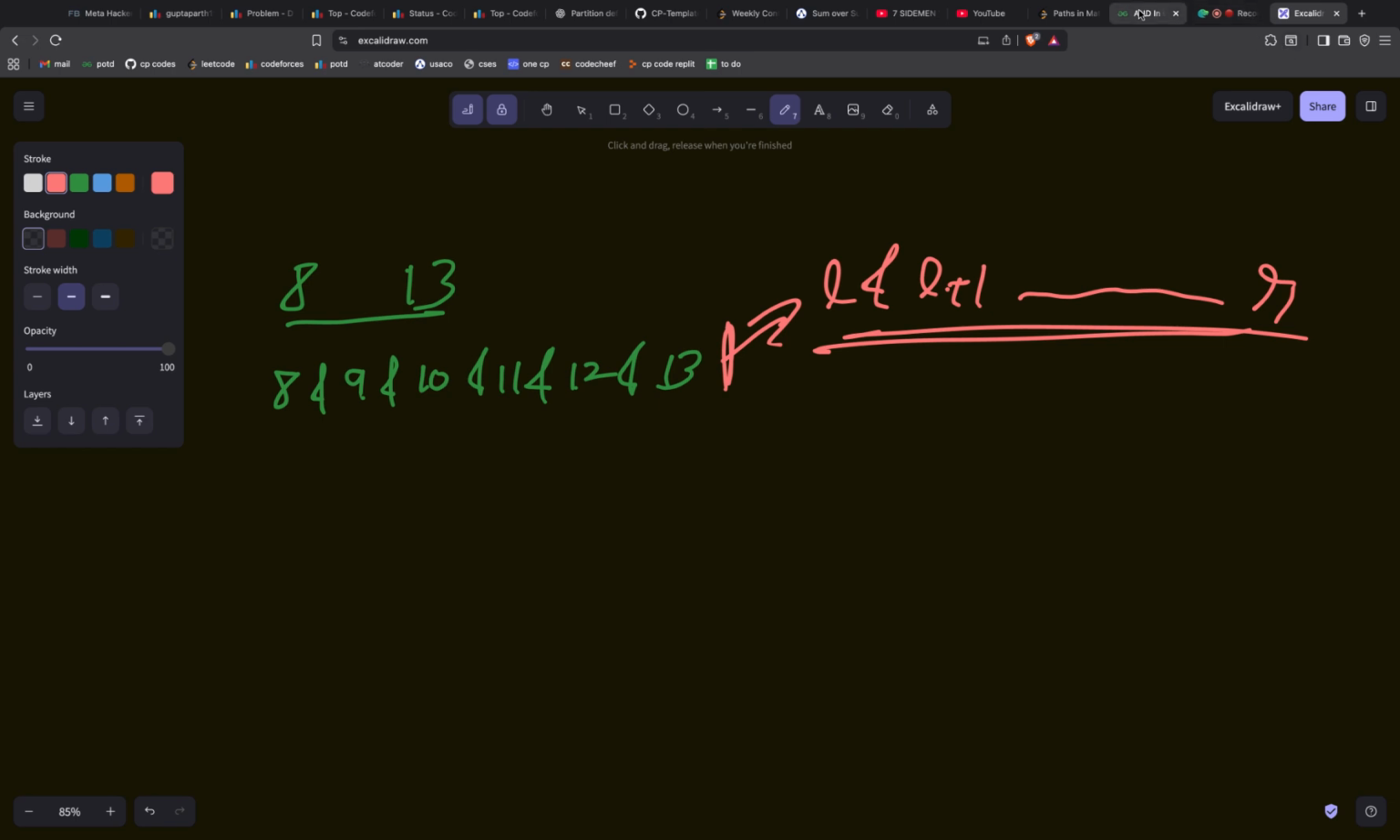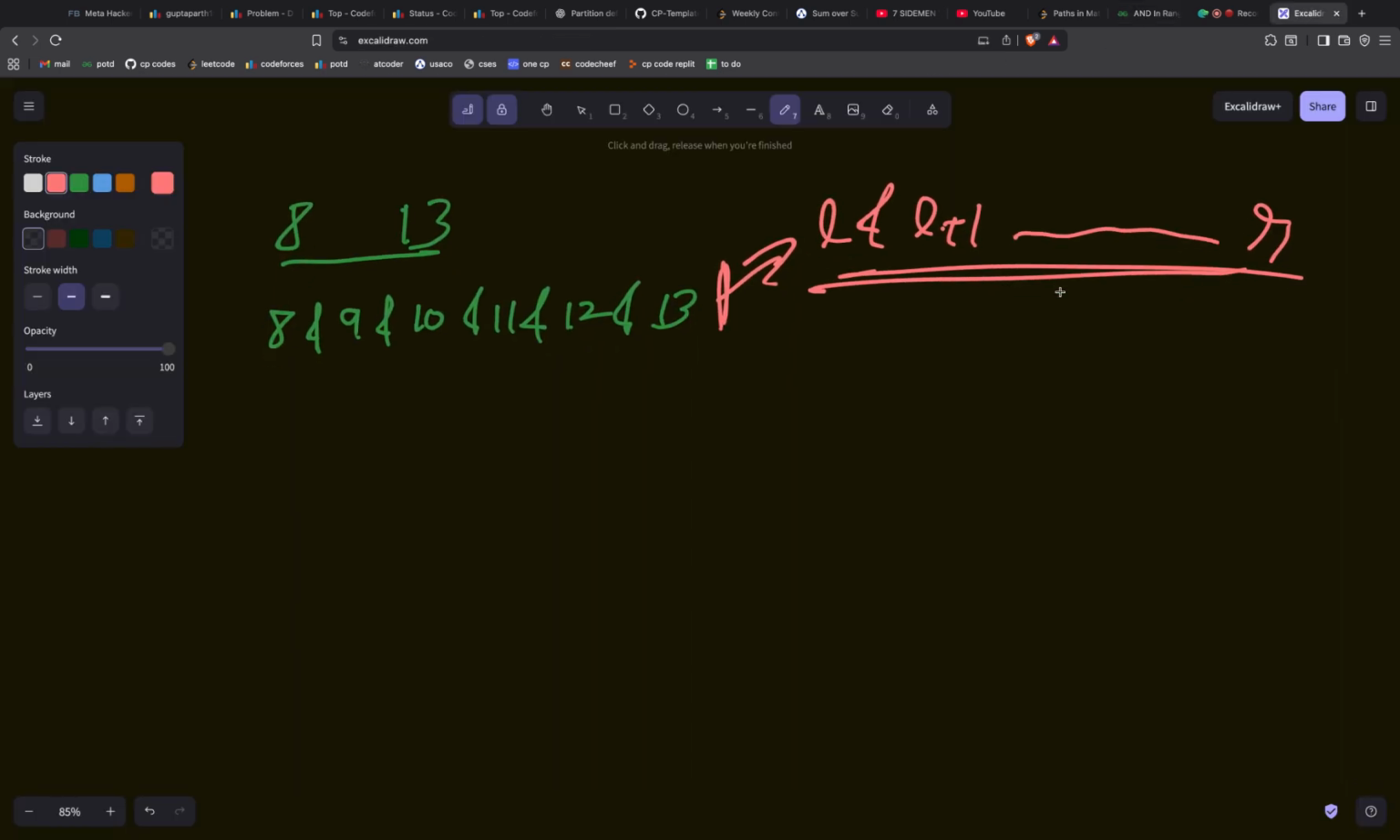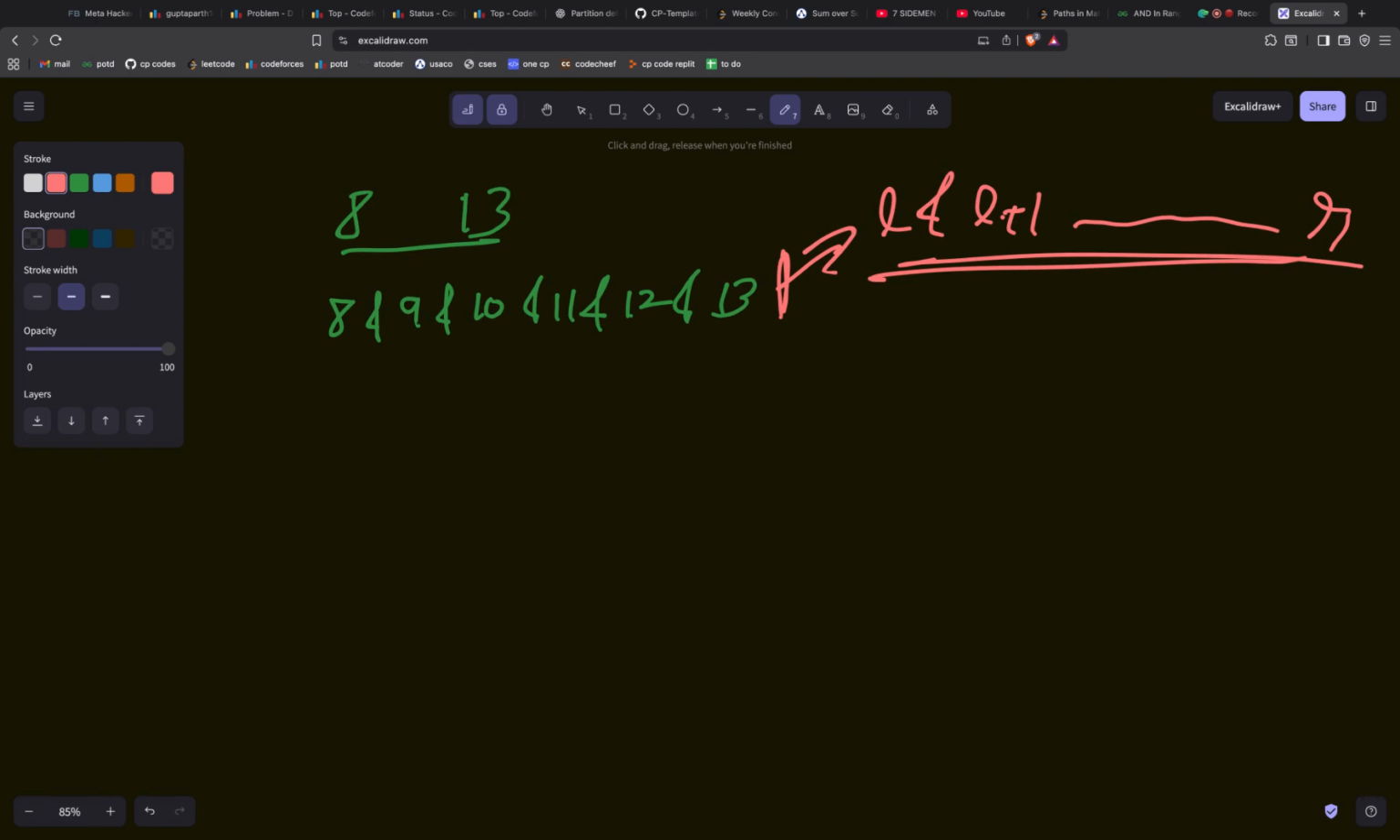But if you look at the constraints, L to R is around 10 to the power 9. So the maximum width of the integers between L to R could be as big as 10 raised to power 9. So you will have to go over all of them, and that would take 10 to the power 9 time, and that would obviously TLE. The maximum amount of computations you can do is around 10 to the power 8. So this would TLE.